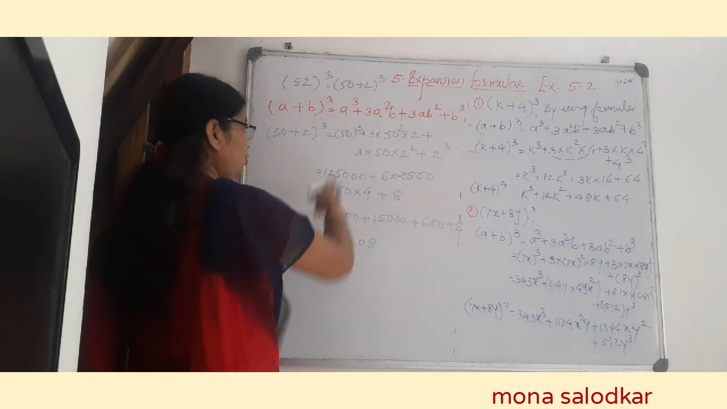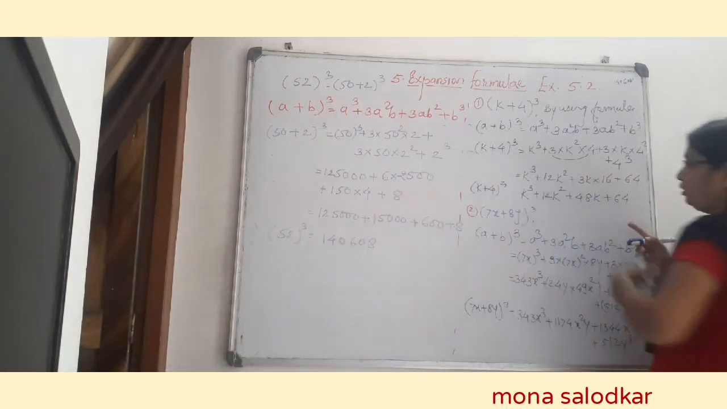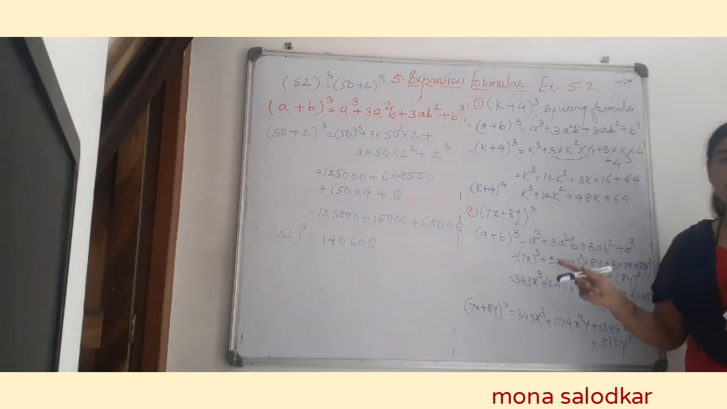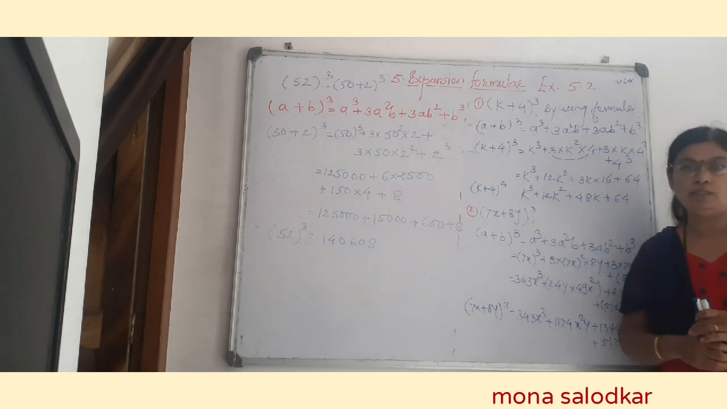If a number is given, you have to solve like this. If variables and number are given, you have to use the same formula. So students, write down all these three problems in your copy and solve the exercise. Now the second, third and fifth problems are homework. Thank you and have a nice day.